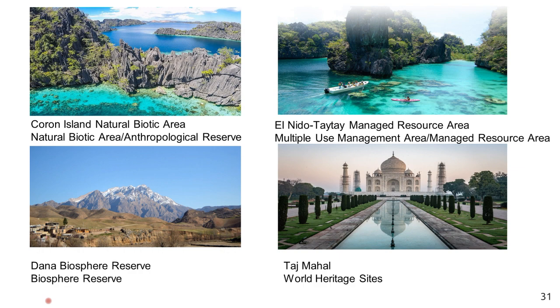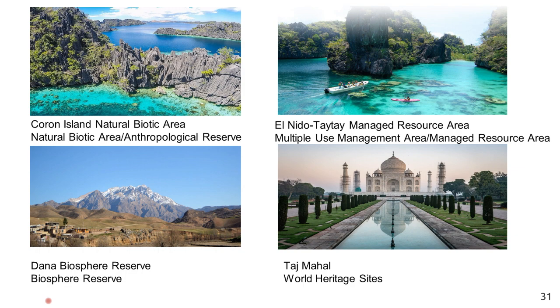So, next category is category 8, which is the multiple use management area and managed resource area. So, example natin dito is the El Nido Taytay Managed Resource Area. So, from the word itself, multiple, ibig sabihin, these large areas are suitable for the production of different things or different processes. For example, yung wood products, water, pasture, wildlife, marine products, and even outdoor recreation.